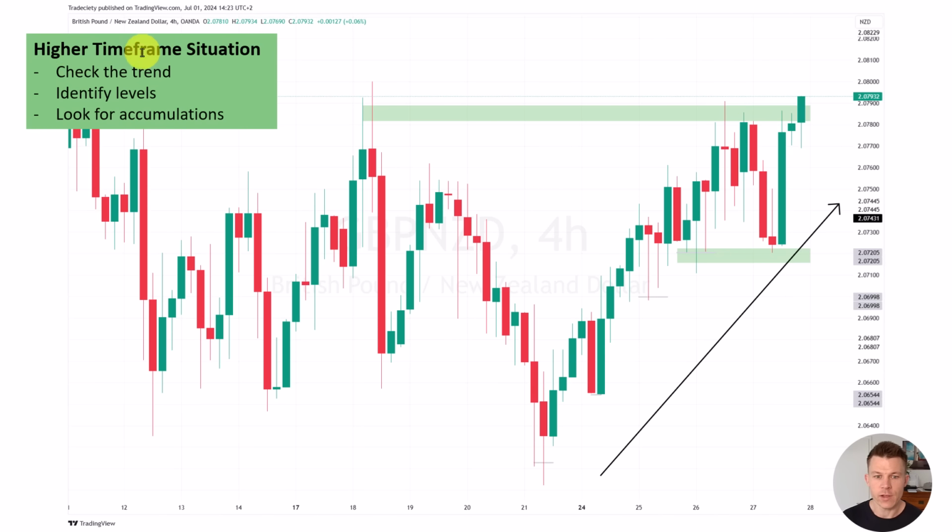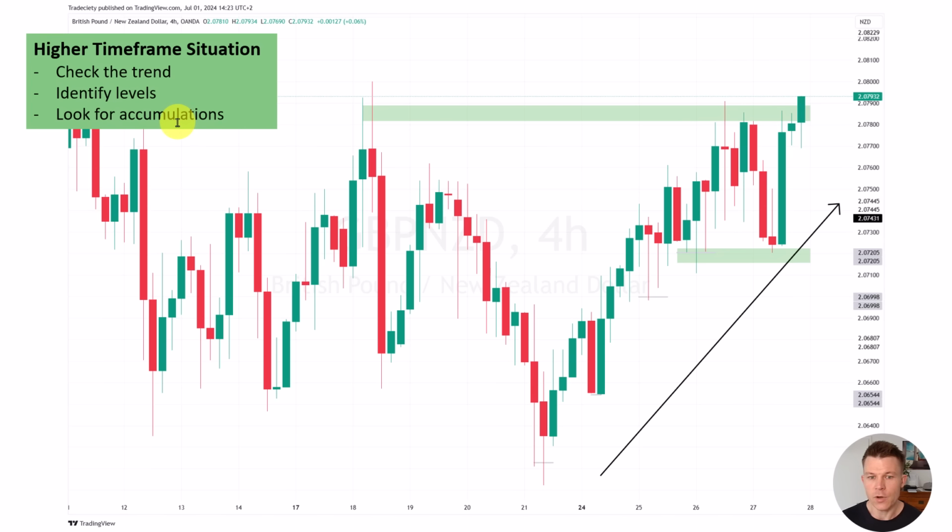On the higher time frame, we want to first check the trend. Currently we can see that overall the market does look like it's in a sideways range. However, when we look at the most recent price history, we can see that the price rejected this support level down here and then started a very strong rally. We also want to identify levels. We have a very major resistance area here at the top, which the price is about to break.